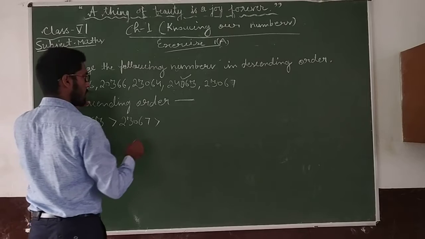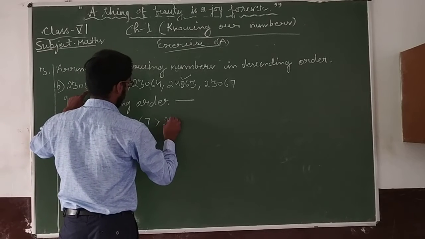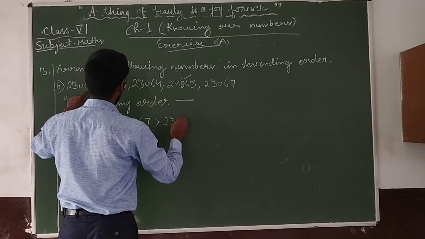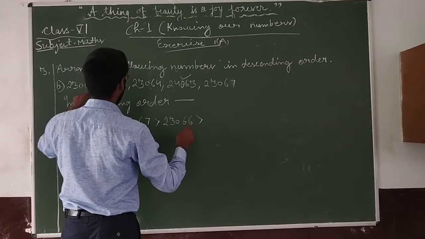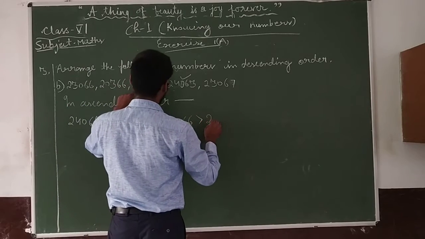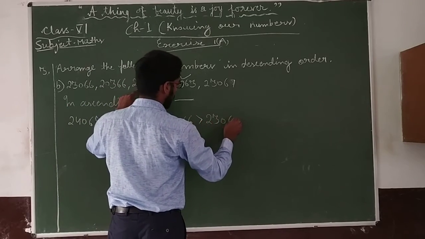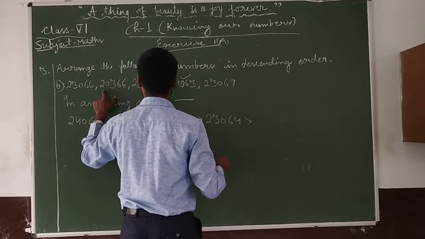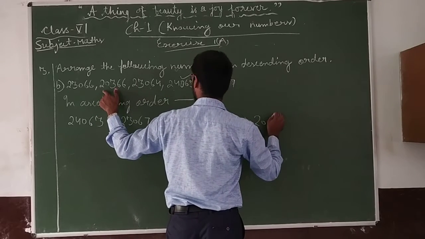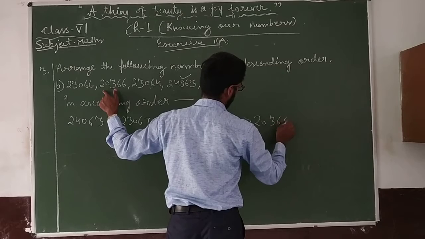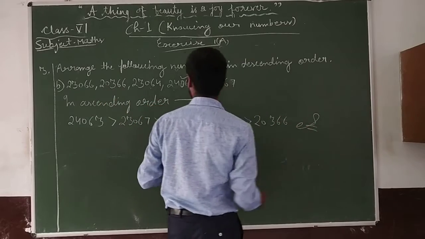And this one? 2, 3, 0, 6, 6. And after that, this one? 2, 3, 0, 6, 4. And last, this number 2, 0, 3, 6, 6. That is your answer. Okay.